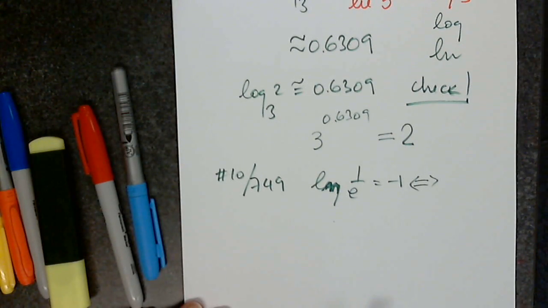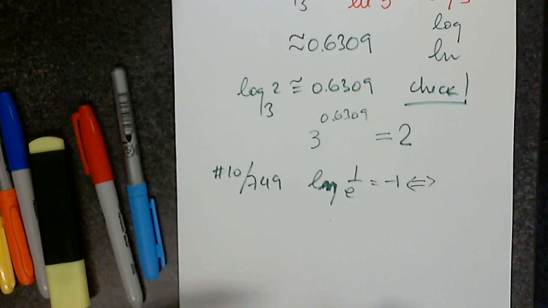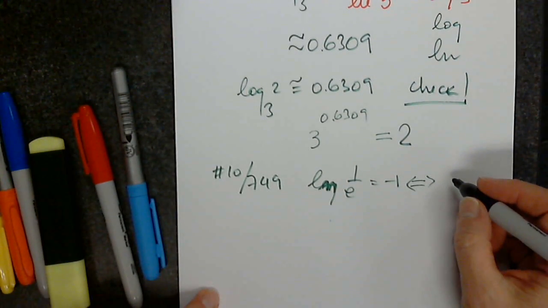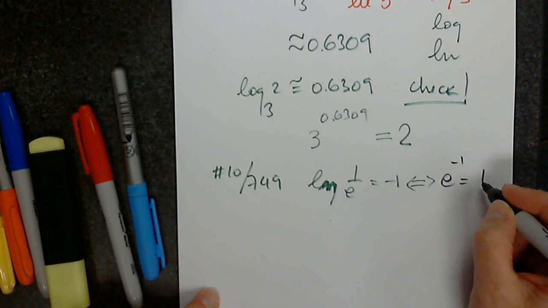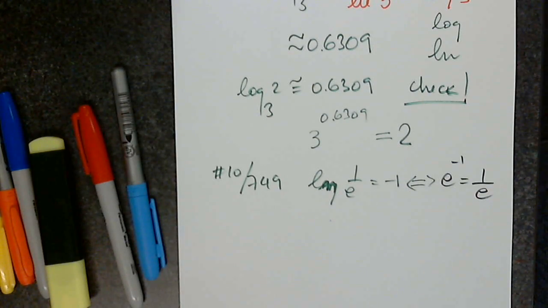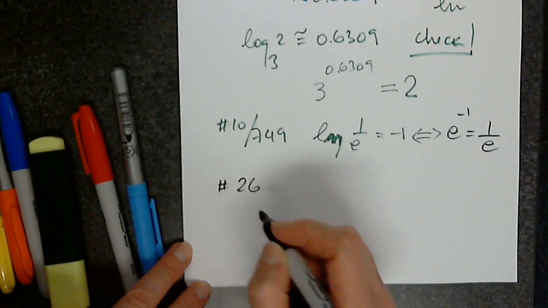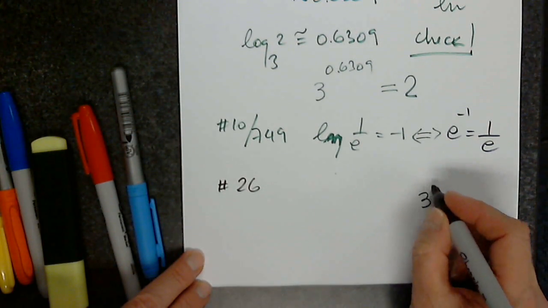Can anyone dictate? Natural log of 1 over e equals -1. e to the -1 equals what? 1 over e? Is this true? Is e to the -1 the same as 1 over e? Correct. Good.